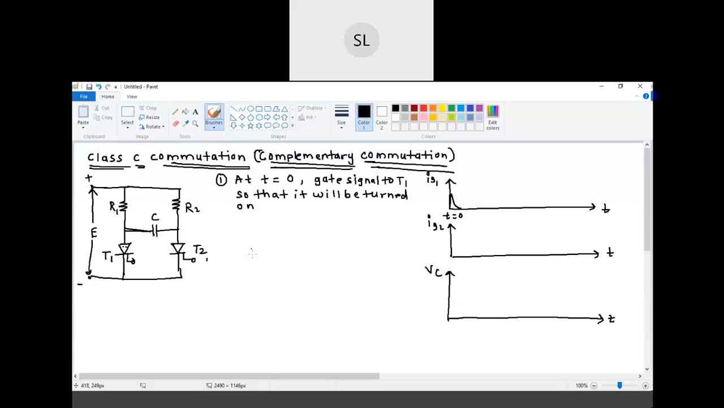Now for this condition, the circuit will look like this. T2 will be in the off state, so it is as good as an open circuit. T1 has been turned on, so it will act as a closed circuit. So this is a capacitor C, R1, R2, source voltage E, plus minus.